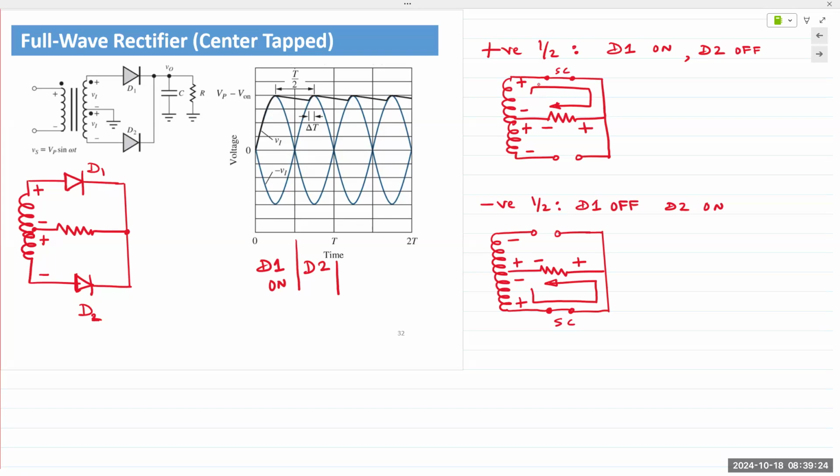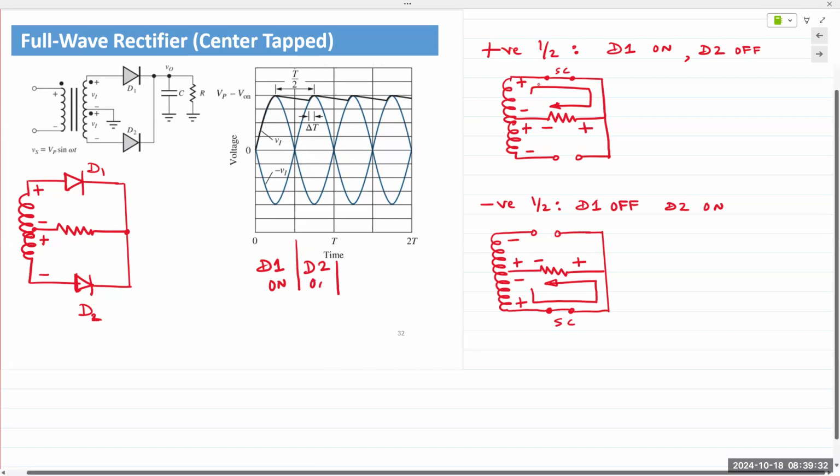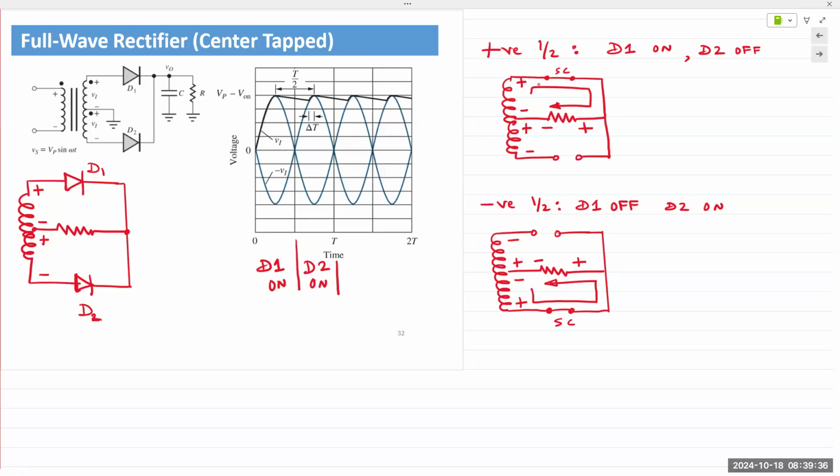Okay, the voltage drop across the resistor, the current flow through the resistor is in the same direction in both half cycles. And thus, we obtain a waveform that looks like this.